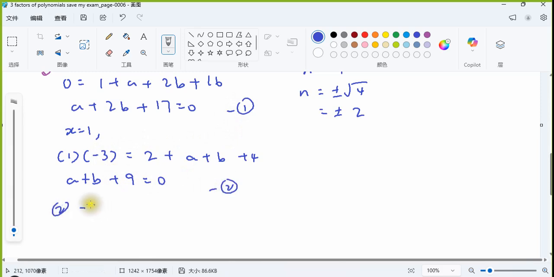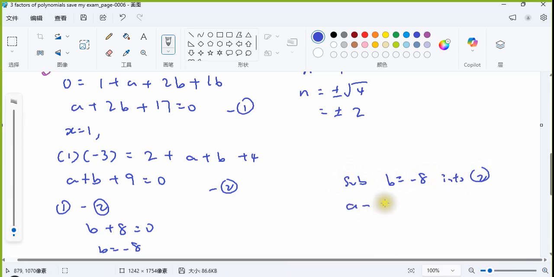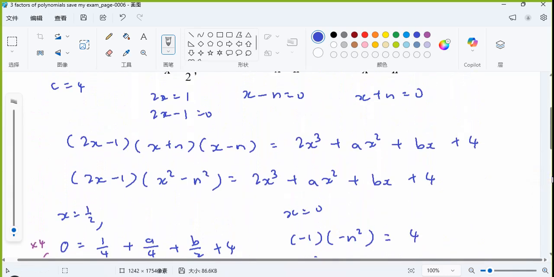So equation 1 minus equation 2. Then we have b plus 8 equal to 0. So b is negative 8. And then we sub b equal to negative 8 into equation 2. So a minus 8 plus 9 equal to 0. a is negative 1. Okay.